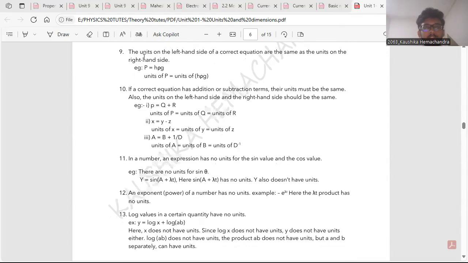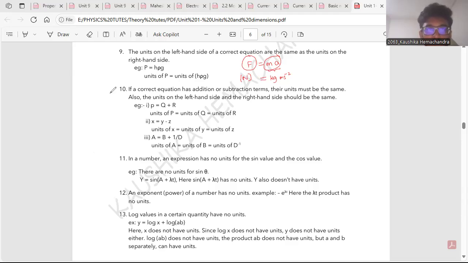Ninth one. So this is also something you already know. The units of the left-hand side of a correct equation are the same as the units on the right-hand side. So let's take F equals ma, something that you know. The units of mass into acceleration, kg m s^-2, that unit is equal to the unit of force, newtons. So newtons is the derived unit of force, but when you write it in basic units, what you get is this. So the units of force is equal to the units of the product of mass into acceleration. That is what they are saying here, right?